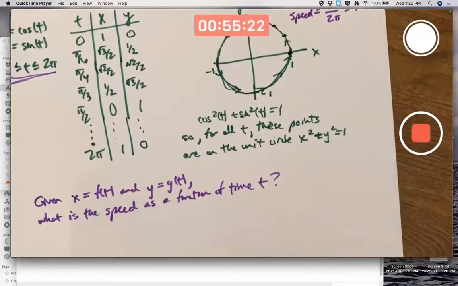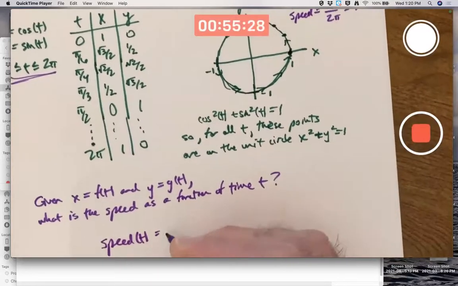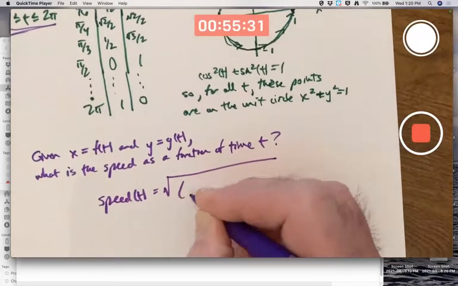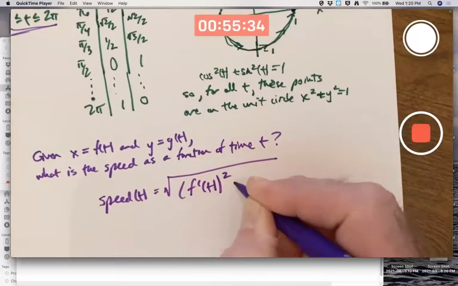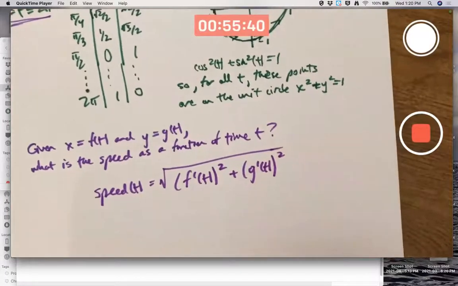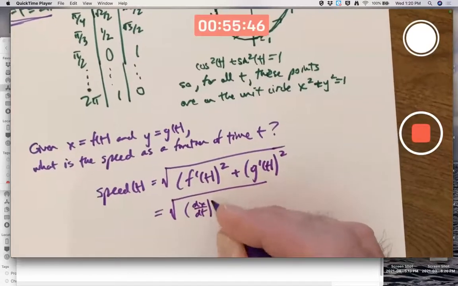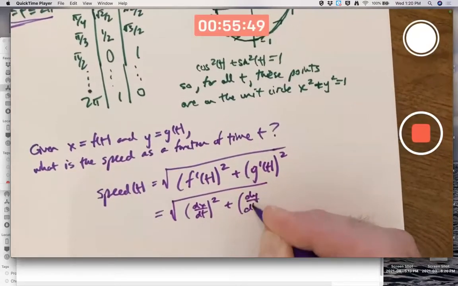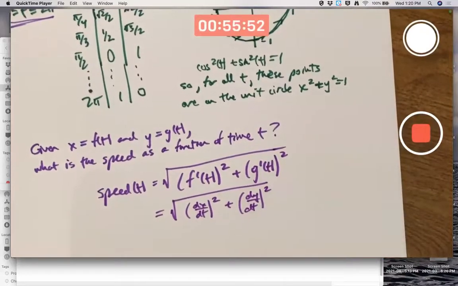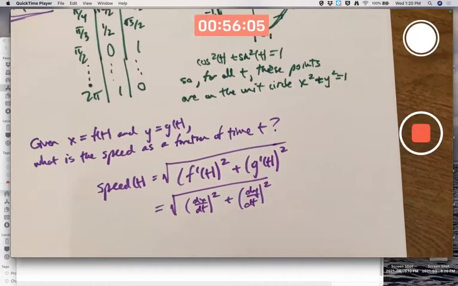Here's the formula you need. Speed of t is the square root of f prime of t squared plus g prime of t squared, which with Leibniz notation, you could also write like this. And that's your speed. As long as f and g are differentiable, you're assuming these derivatives f prime and g prime exist.